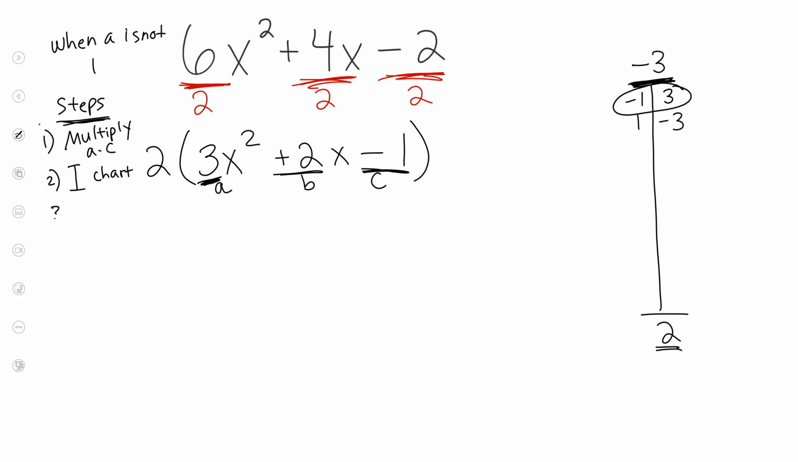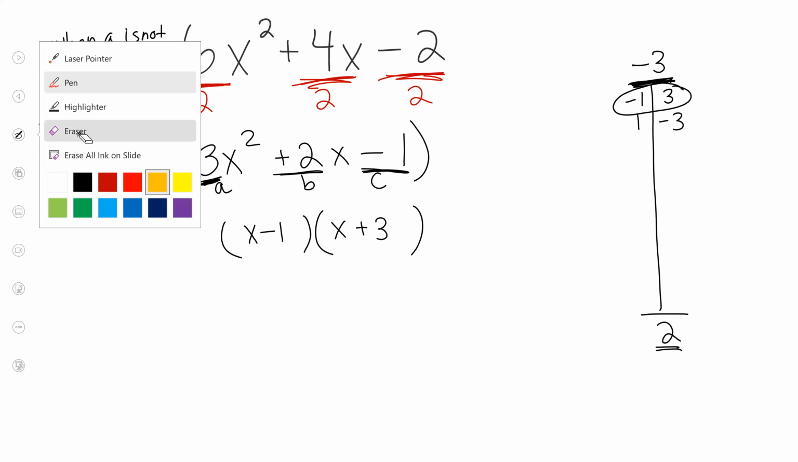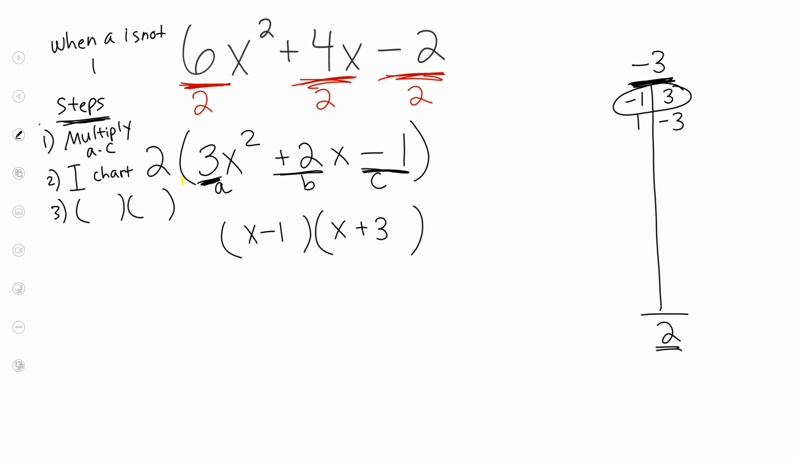So step number 3 is I'm going to put my numbers in my parentheses. So I'm now going to write this as x minus 1 and x plus 3. Now, do not forget, we have this 2 on the outside. We have a 2 on the outside, so don't forget to bring it along.